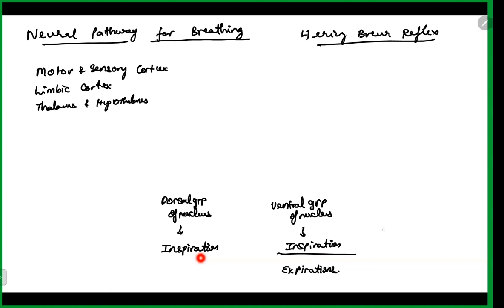We call this the pre-Botzinger complex. Pre-Botzinger complex. This pre-Botzinger complex is activated by some cervical nerves. Okay, that is your C3, C4, C5, which are connected to the diaphragm. This you remember now.